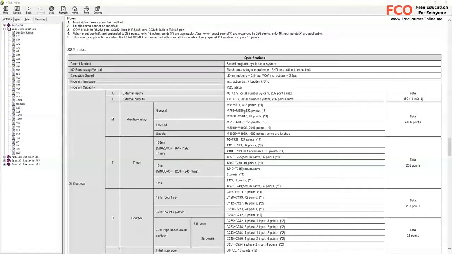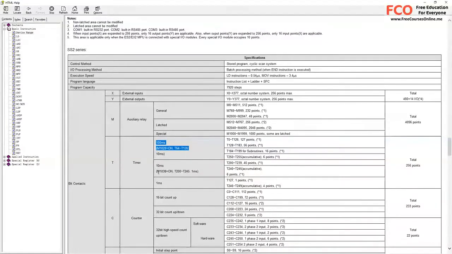Moving further down, we've got the T memory bit, which basically stands for timer. There are different types of timers. In the case of this data sheet, we can see that timers T0 up until T126 run at 100 millisecond intervals. And if we do set memory bit M1028 to on, then we will get a 10 millisecond delay between increments of the timer.